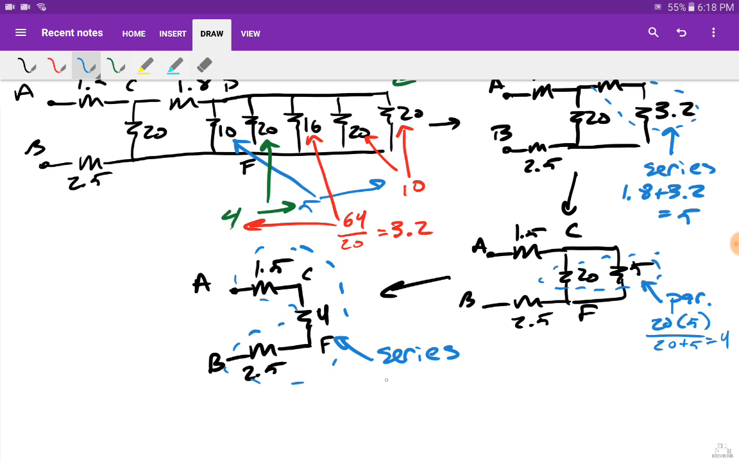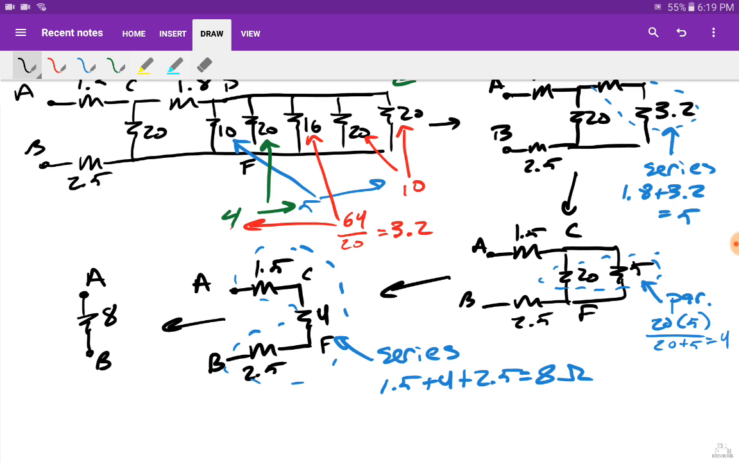between A and B. Okay, so I'm going to have 1.5 plus 4 plus 2.5, and that's going to be the 2 and the 1 give me a 3, and the 4 gives me a 7, the 0.5 gives me an 8. All right, 8 ohms is what's sitting between A and B. So the final picture is going to be A, one resistor between A and B, and that's going to be 8, the answer.